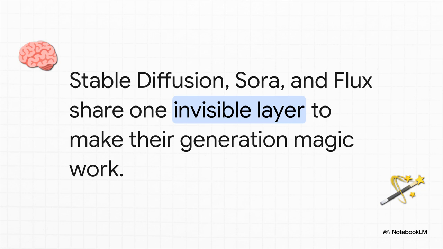Just think about the absolute titans of modern generative AI right now. Stable Diffusion, Sora, Flux. Sure, they might seem totally different on the surface, but here's the crazy part. Every single modern latent diffusion and flow matching model relies on the exact same hidden input mechanism. They all share one invisible first layer to actually make their magic work.